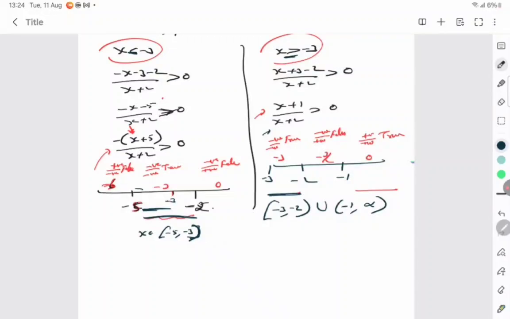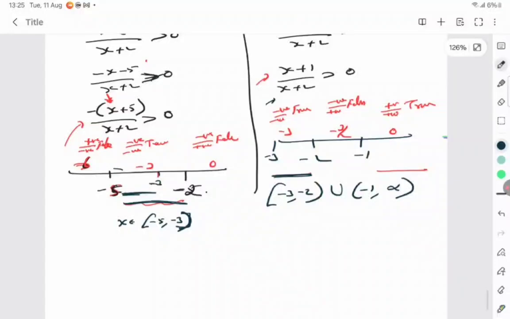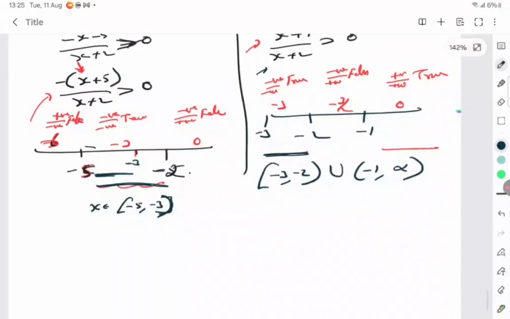Is the answer correct? Yeah. So are you supposed to combine these two answers and write one single answer? Is that what the question asks? Okay, I have got this answer and this answer, so I'm going to combine these two answers and write.